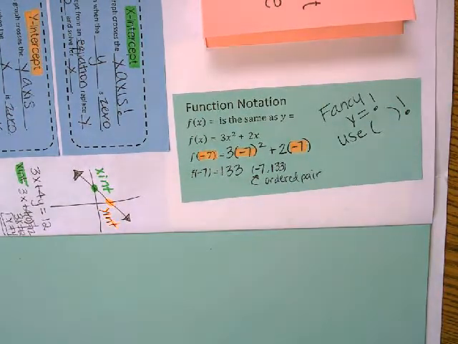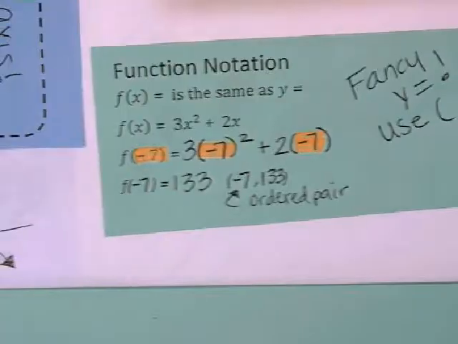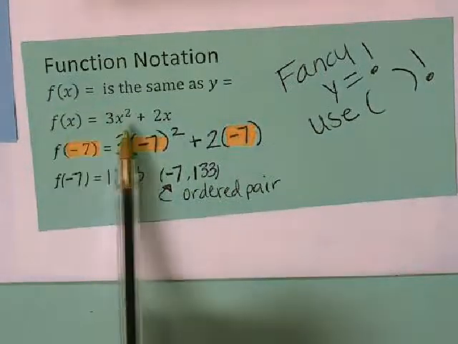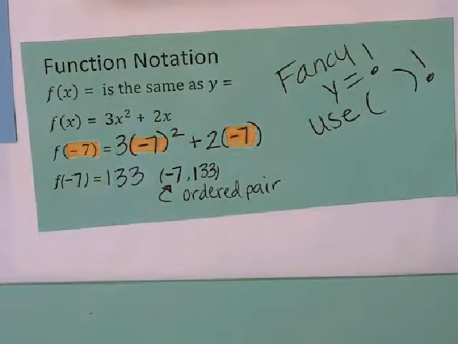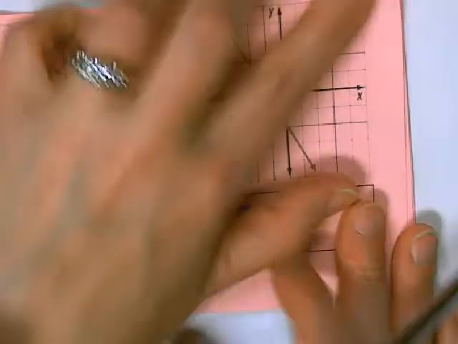Okay? Easy. Zoom in, you can push pause, look at it. Sorry I didn't zoom in from the beginning. But it's pretty simple. All you're doing is instead of writing x, you're putting -7 everywhere you see x. Alright, let's move on to this little book. We're going to do slope and intercept practice.